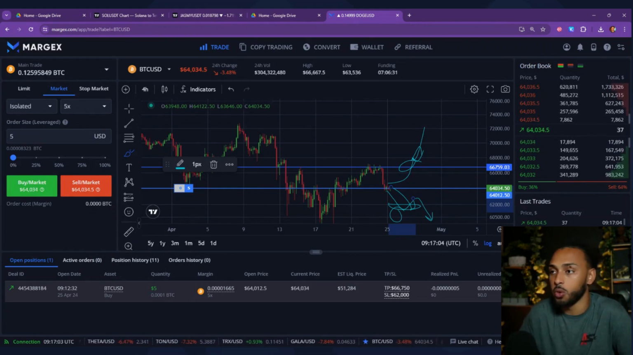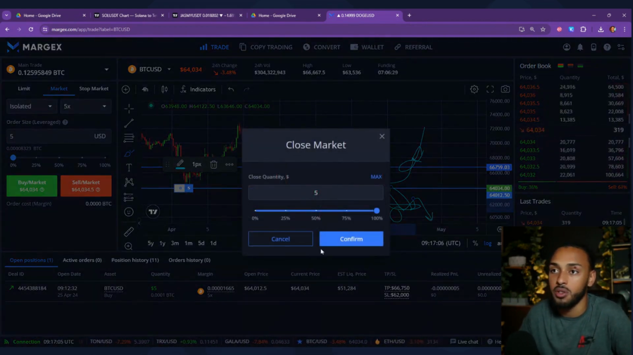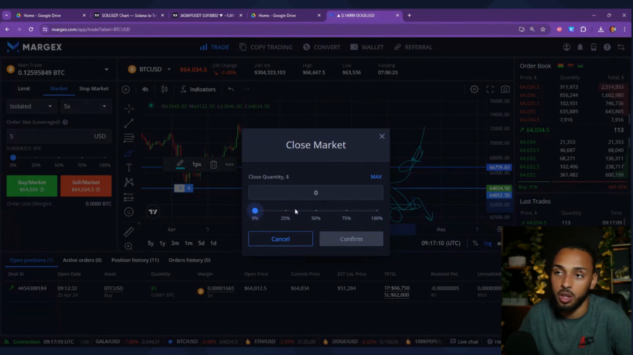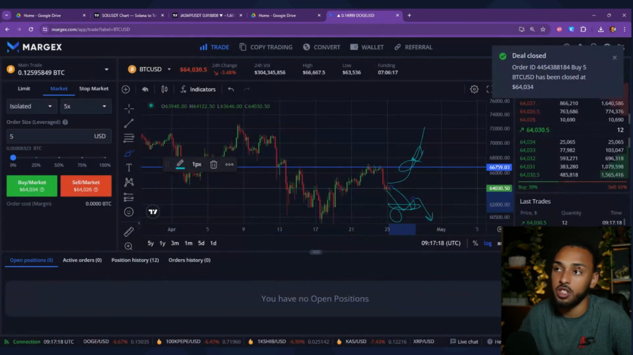So what we'll do is we'll actually go over to market close. And what you can do is you can actually decide how much of the position you want to close. So let's say we want to close 50% of the position. Well, you drag the scale there. Well, let's say we want to close the entire position. What we'll do is we'll move it to 100%, and we'll quite simply just press.